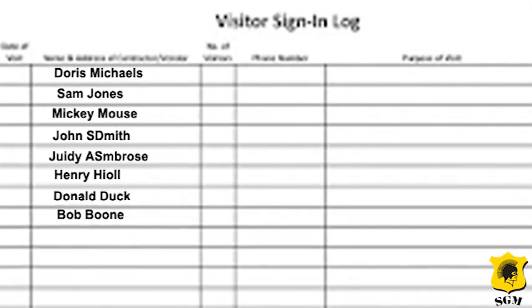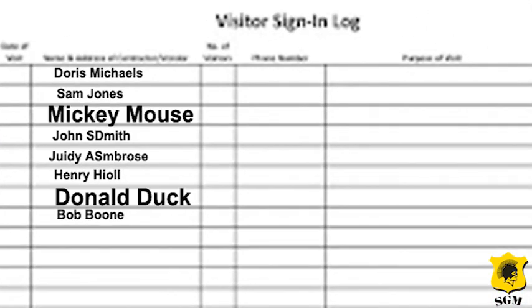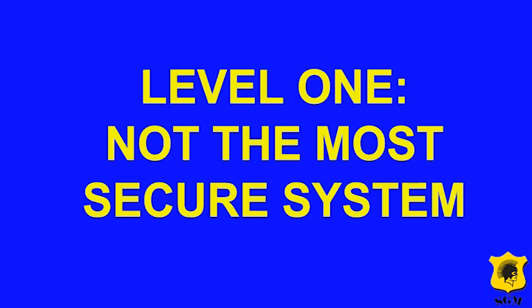Believe it or not, occasionally someone will try to get cute and write in Mickey Mouse, Donald Duck, or some other crazy name if you're not paying attention. By the way, this is a method used to check job performance. It would be embarrassing to have your visitor log with a cartoon character's signature for checking in. Here again, the Level 1 screening process is not the most secure process, but it is still being used.